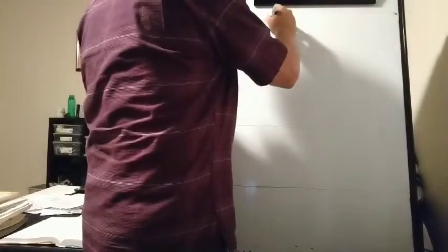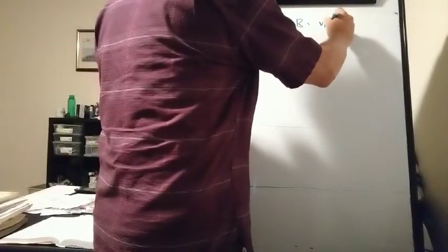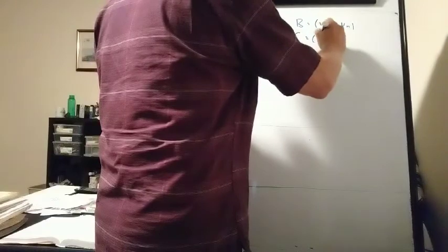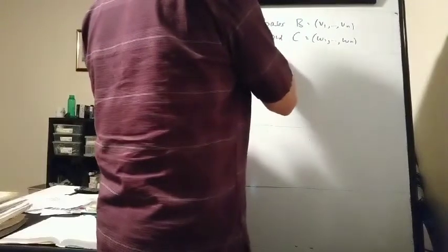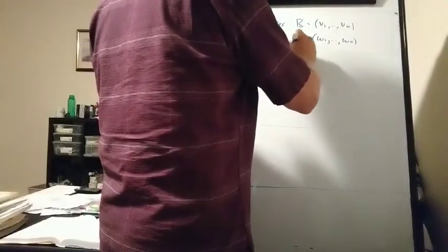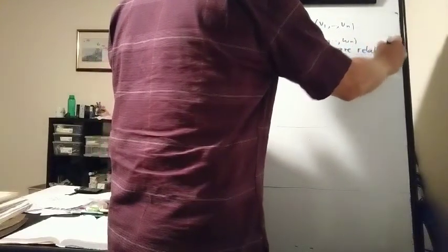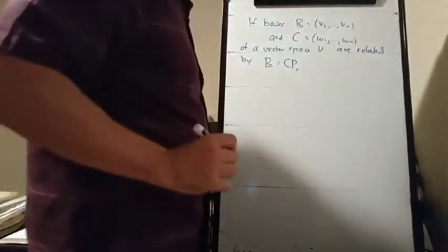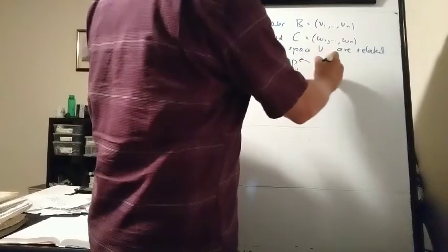In particular, if bases B, which is V1 through Vn, and C, which is W1 through Wn, of a vector space V are related by B equals CP, now P here is an n by n matrix.